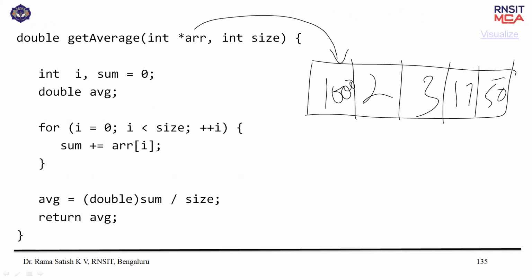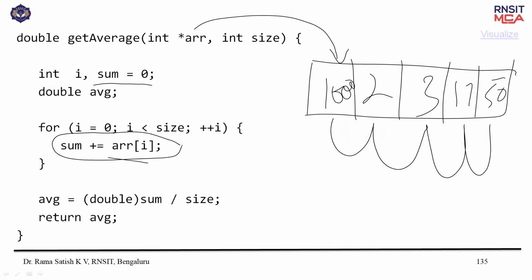And first what you are doing is creating the sum. Sum is a local variable and an automatic variable. You are finding the sum: ARR of 0, that is the first element, ARR of 1, the second element, ARR of 2, third element, ARR of 3, fourth element, ARR of 4, fifth element. All the elements' sum you are storing here. And finally, you are converting that sum into double and dividing by the size. Size is nothing but the total number of elements, which is 5.